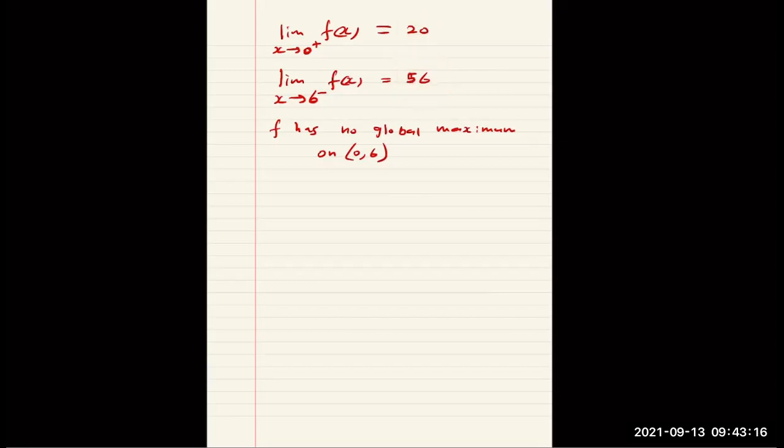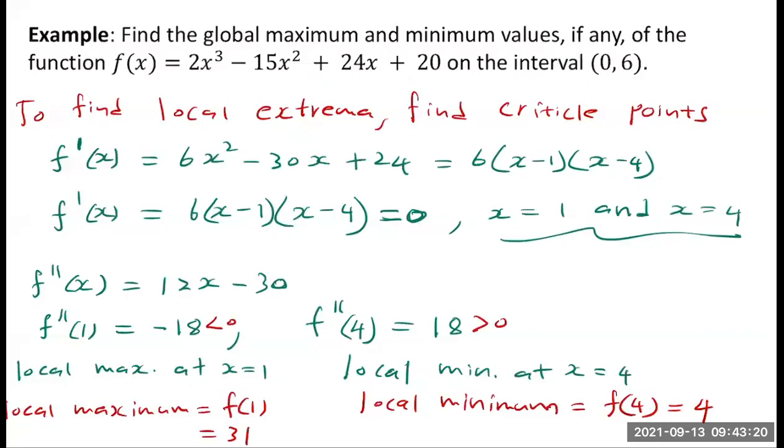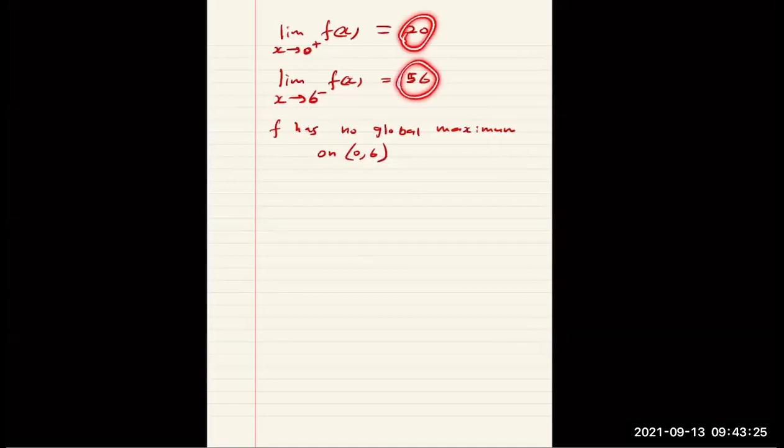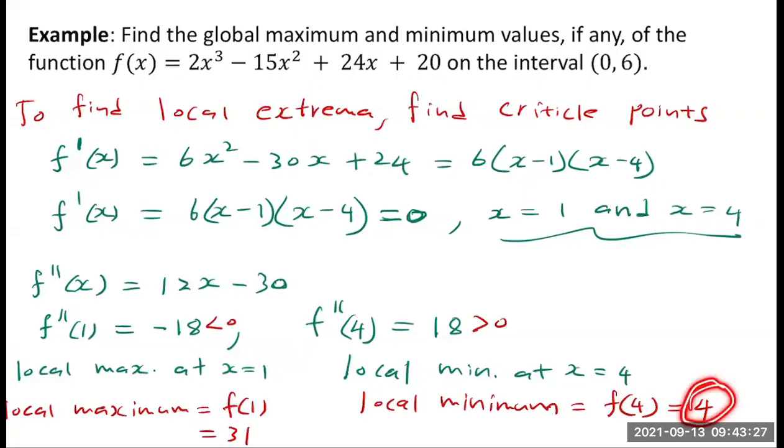What about the global minimum? Do we have a global minimum in this case? Again, we compare these four values and find the minimum value. The minimum value is clearly this value, and it occurs at an interior point. X equal to 4 is inside this interval 0, 6. So we have a global minimum in this case because this is the smallest number and it occurs at x equal to 4. So we have a global minimum value of 4 at x equal to 4.